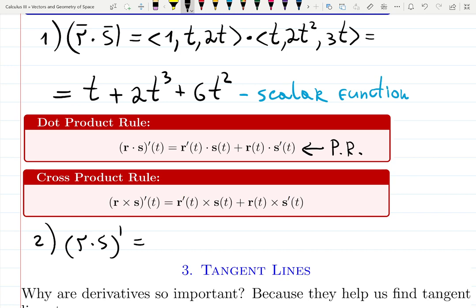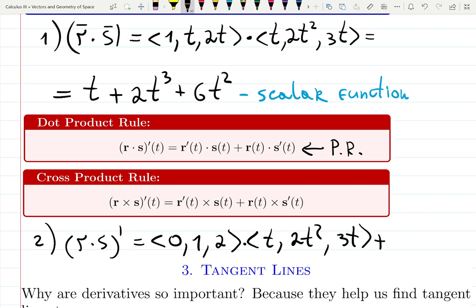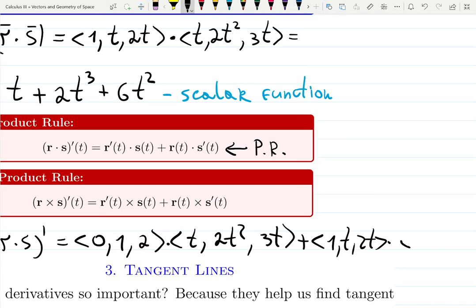So we take the derivative of the first one, that is going to be 0, 1, and 2. Multiply it, again dot product, by s, so t, 2t squared, 3t, plus, copy, times the derivative of s, 1, 4t, and 3.